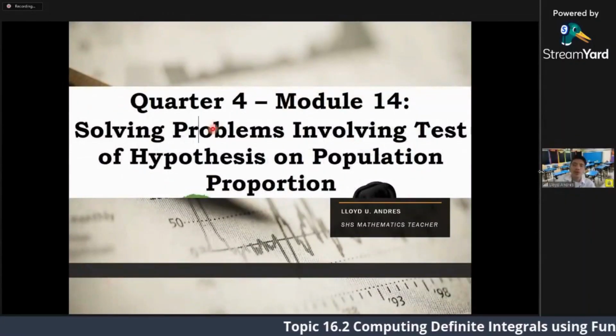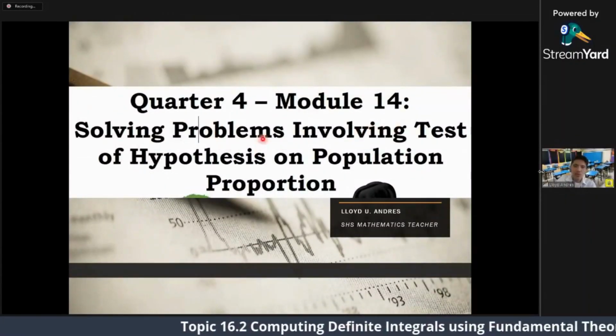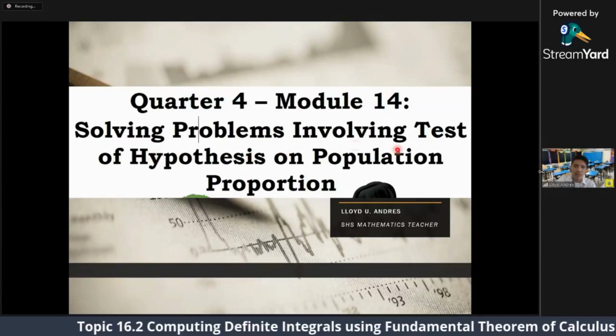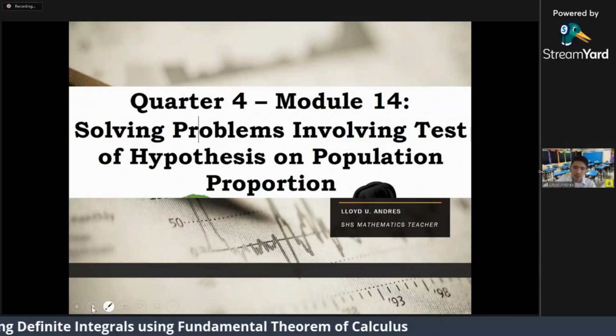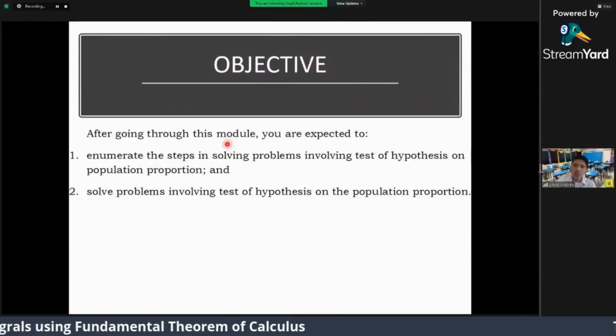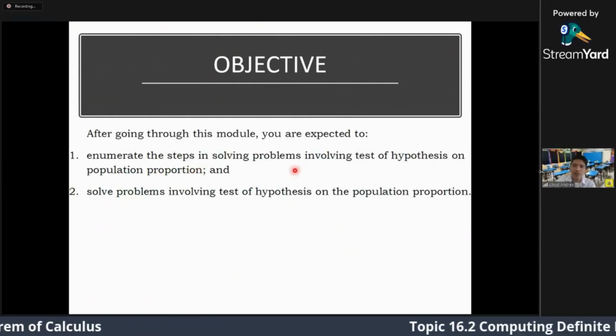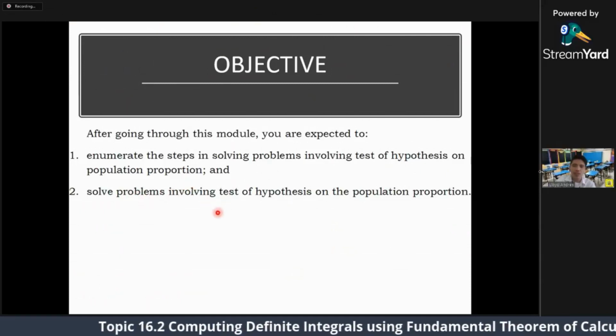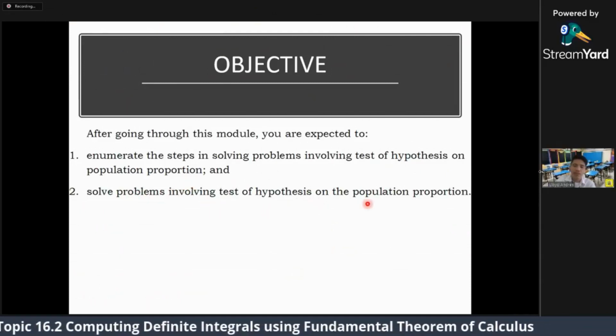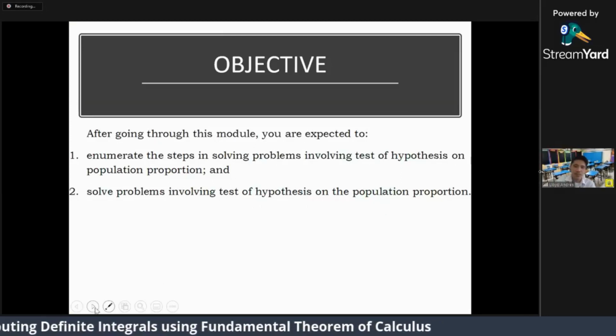Quarter 4, Module 14: Solving Problems Involving Test of Hypothesis on Population Proportion. For this module, you are expected to enumerate the steps in solving problems involving test of hypothesis on population proportion and solve problems involving test of hypothesis on the population proportion.